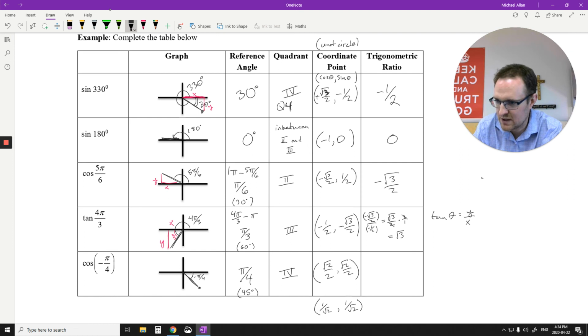Now, because we're not in the first quadrant, these can't both be positive, so we have to figure out which is positive, which is negative. So the y is going down. So that means my y values are negative, but my x values are positive. Okay, because I'm going to the right. And this is cos. Cos is my x. So it's √2 over 2 or 1 over √2, depending on how you want to write that.